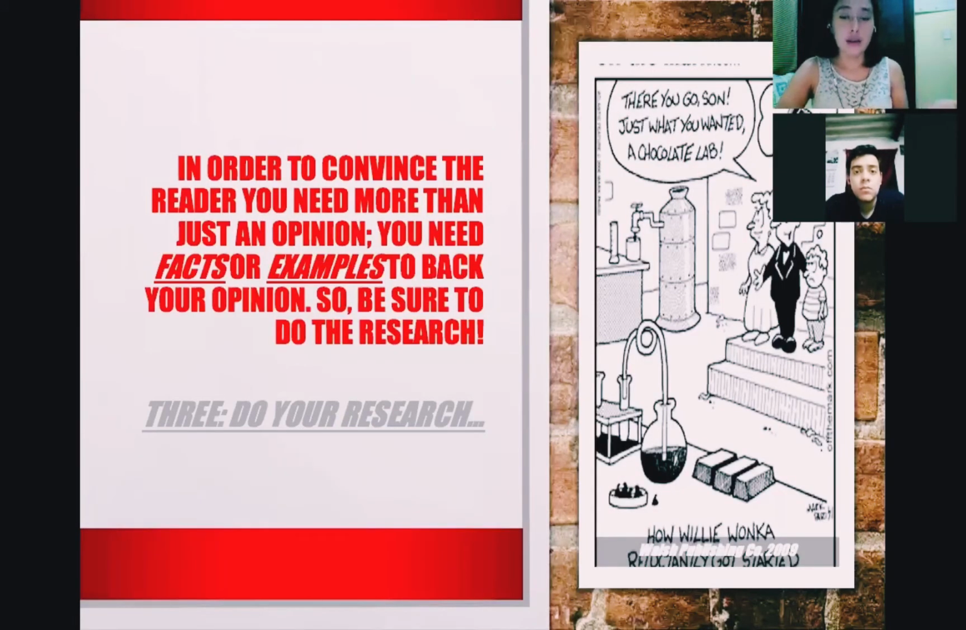So we have the other one: doing the research. In order to convince the reader, you need more than just an opinion. You need facts or examples. In that case, you're going to back your opinion, and it's going to be reinforced. So you have to be sure which websites you're going to select to create your persuasive essay.